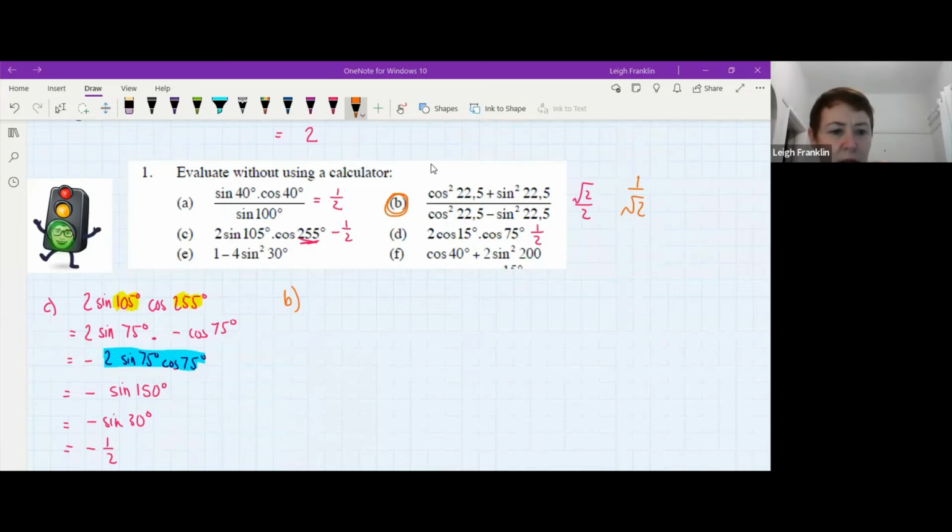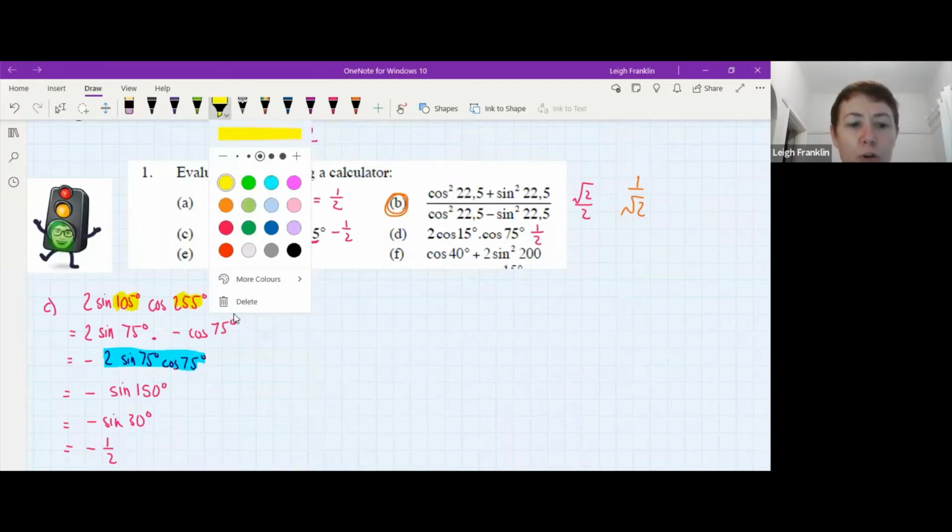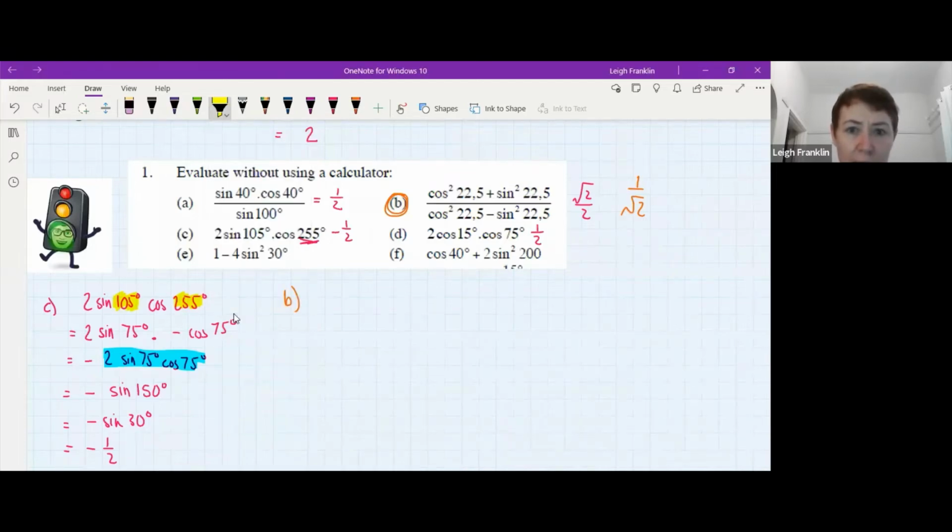Okay, so that's your grade 11 reduction formulae. Okay, so 225 is quadrant 3. Cos is negative in quadrant 3. So I'm using the reduction formula 180 plus 75. So that reduces to minus cos 75. Okay, thank you. Okay, no problem. All right, yes, let's just do B.